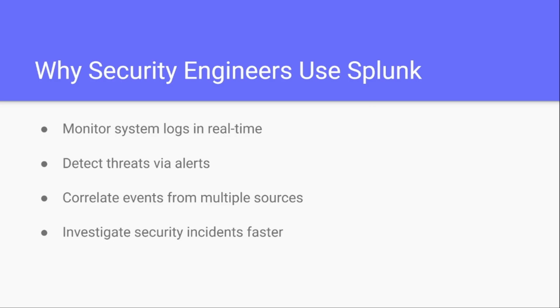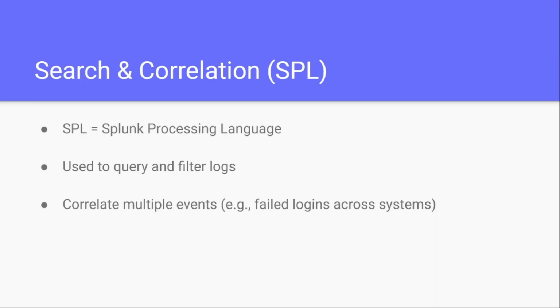Let's dive deeper into search and correlation using Splunk's search processing language, SPL. SPL is a very powerful query language that allows you to search and filter through massive volumes of log data. For instance, let's say you want to search for failed login attempts. You can use SPL to query data from authentication logs.